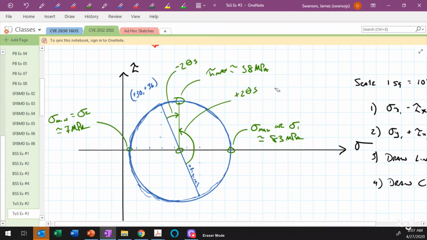All right. If we wanted to know theta p, then we would go here. That would be 2 times theta p. Since we're rotating counterclockwise, that would be positive. Okay.